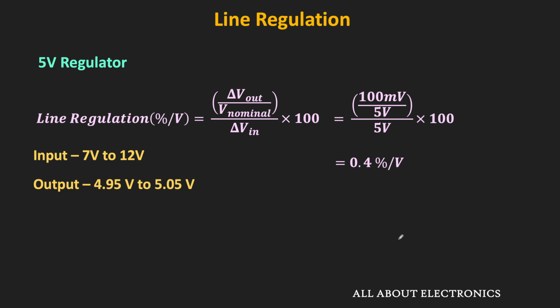So here, if the input voltage changes by 2 volt, then the change in the output voltage will be equal to 0.8% of the 5 volt, that is equal to 40 millivolt. So this percentage per volt representation also gives us the clear indication that when the input changes in the specific range, then what is the expected change in the output voltage. And many times for the LDOs also, this line regulation is mentioned in the percentage per volt. So let us take one more example to understand it clearly.